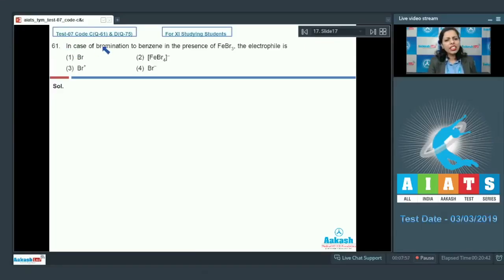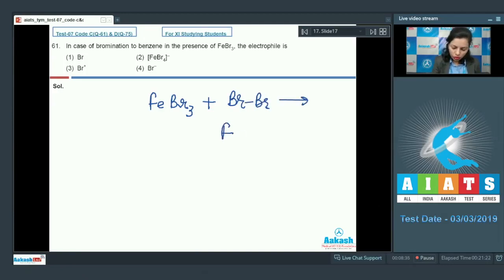Question number 61. In case of bromination of benzene in the presence of FeBr3, the electrophile is. In benzene, you are just going to do the process of bromination. That is an electrophilic substitution reaction, and in that case we use FeBr3. Actually, this FeBr3 when it combines with bromine, this is Br2, we know that, there is the formation of FeBr4 negative, that's a nucleophile.